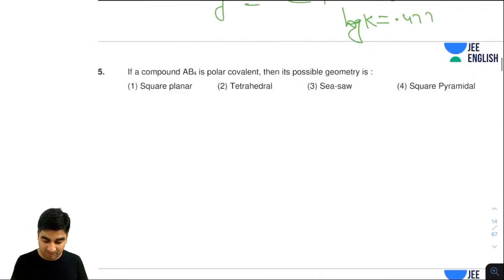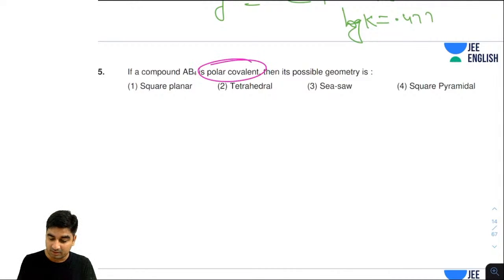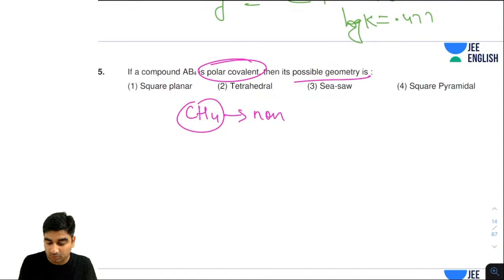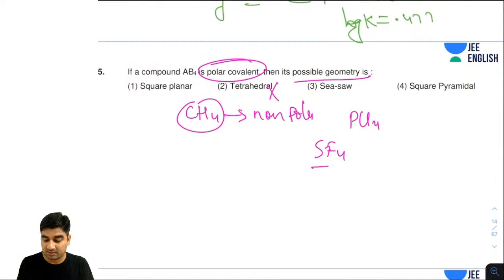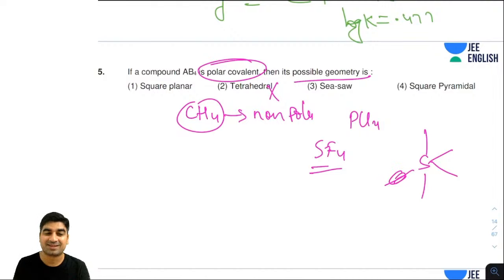So, guys, now let me see it. The compound AB4 is polar covalent. It is possible. So, guys, if it were CH4, it would be non-polar. So it cannot be tetrahedral. It cannot be tetrahedral if it is BCl4 or SF4. So in SF4, yes, you can say SF4. Yes, this is seesaw.